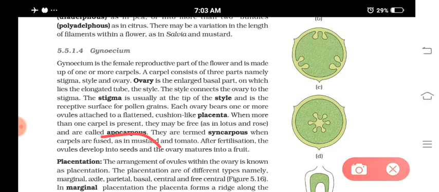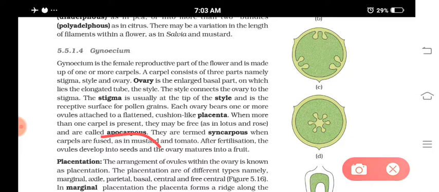So these seeds are actually what? The ovules which were present in the flower. Okay, ovules which were present in the ovary of the flower. Understood? So these ovules, you can see, are attached to a white structure that is known as the placenta.